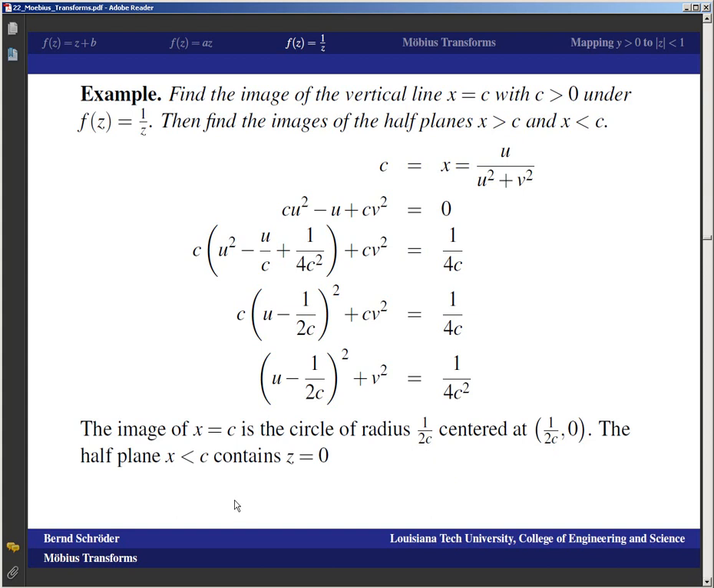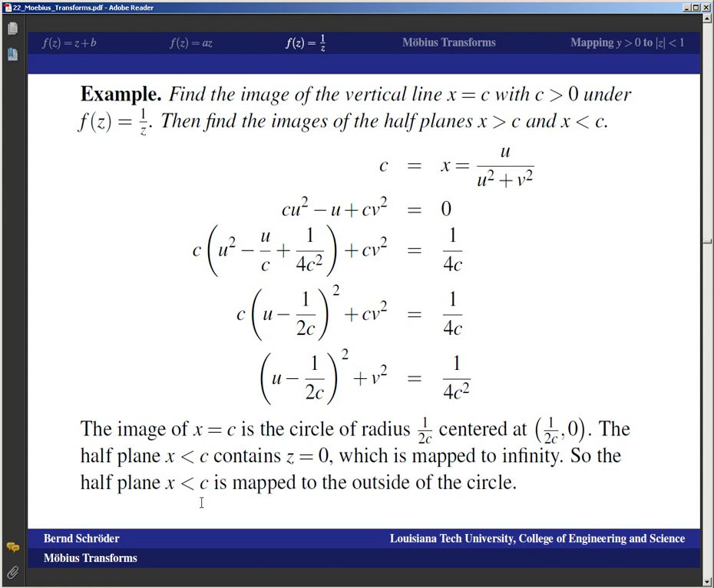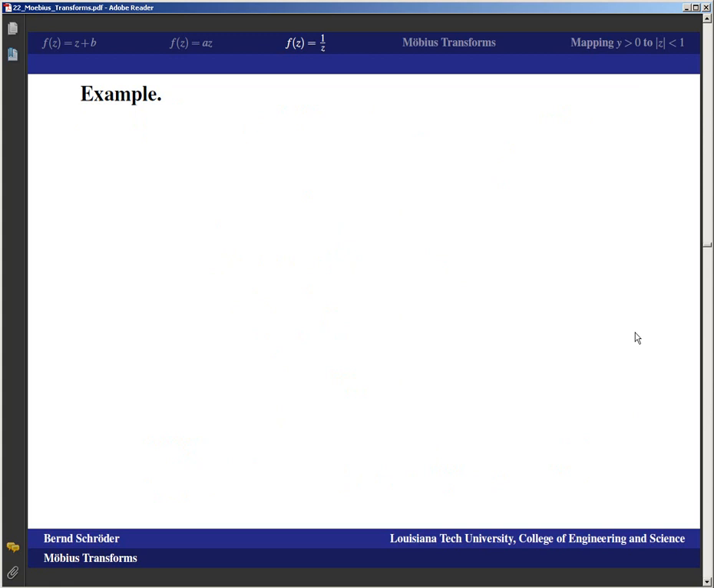Okay, so now the half plane x smaller than c contains the value z equals 0, and z equals 0 is mapped to infinity by 1 over z, and so that means the half plane x smaller than c is mapped to the outside of the circle, and that means the half plane x greater than c is mapped to the inside.